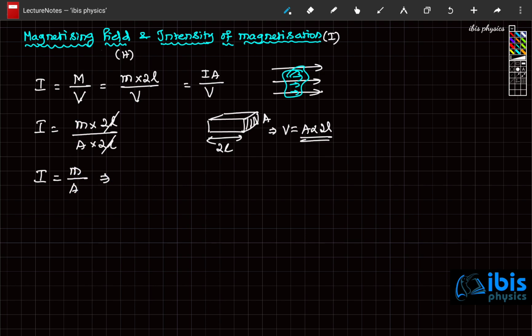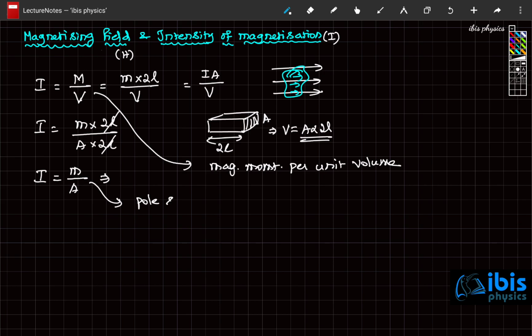In this way we are defining it as magnetic moment per unit volume, and in this way it is defined as pole strength per unit area of cross section.